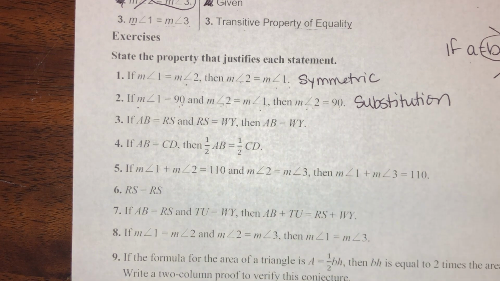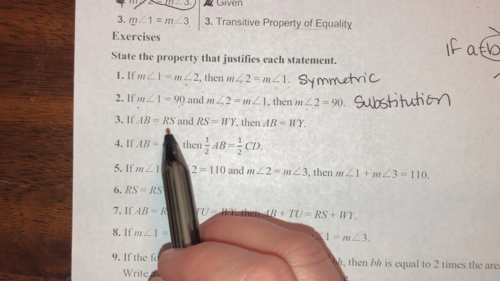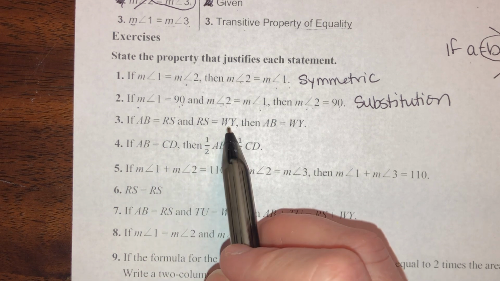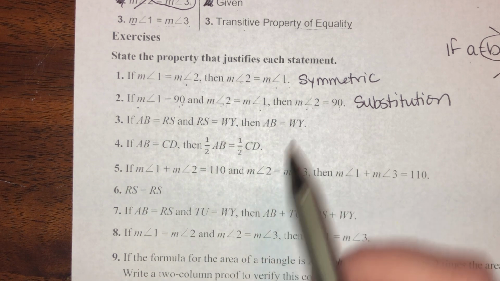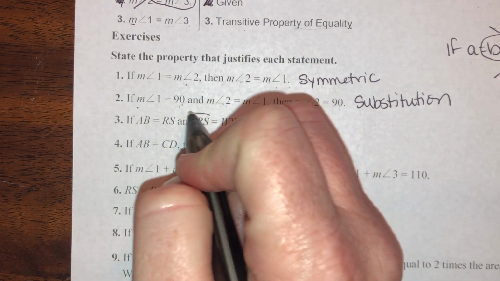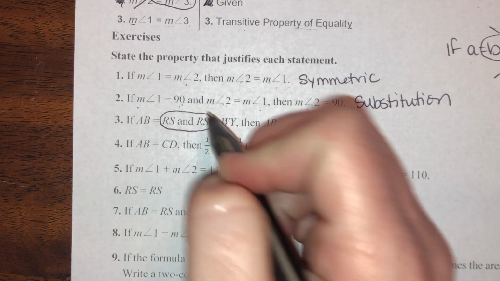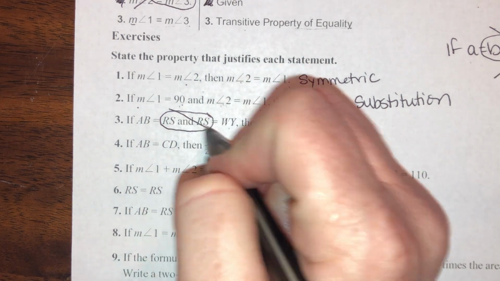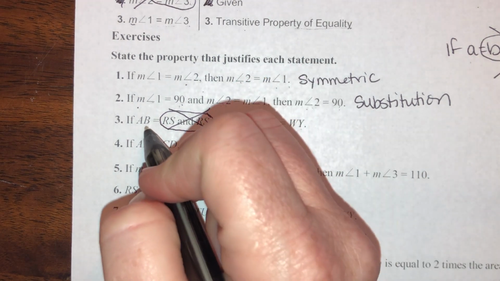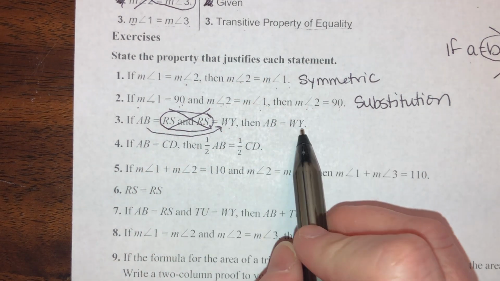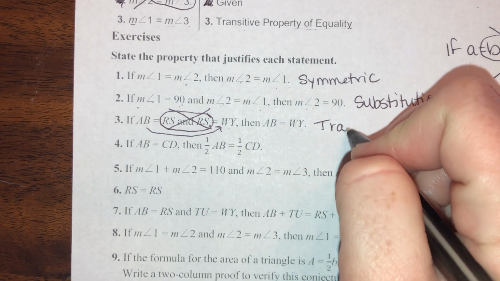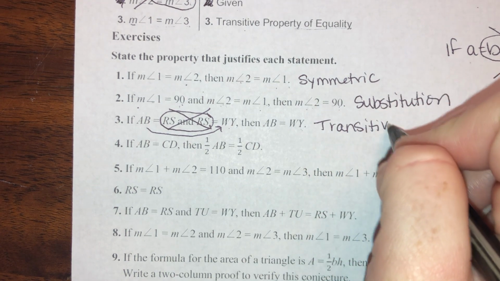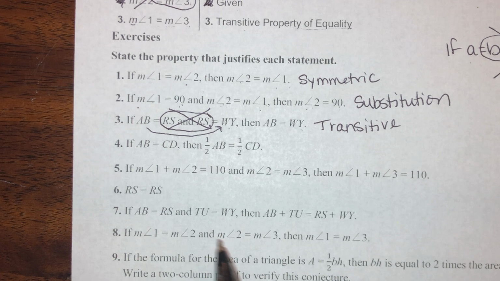That's substitution. 3, if AB is equal to RS and RS is equal to WY, then AB is equal to WY. This is transitive. Look, RS is right here in the middle together. We can just cut out that middleman and say that AB is equal to WY, which we do. So that's transitive. You're just cutting out the middleman.